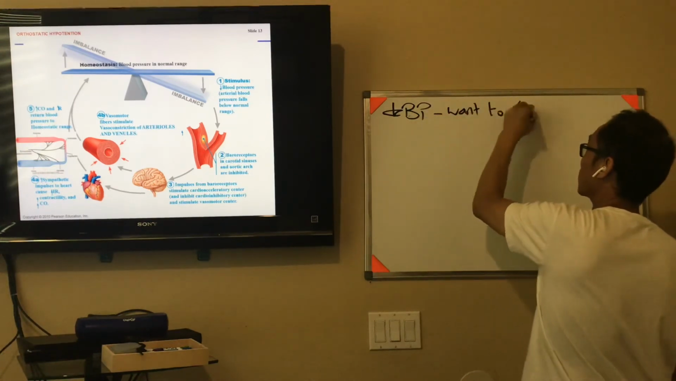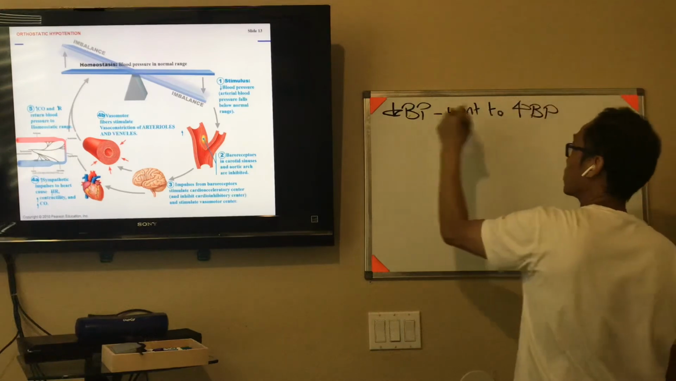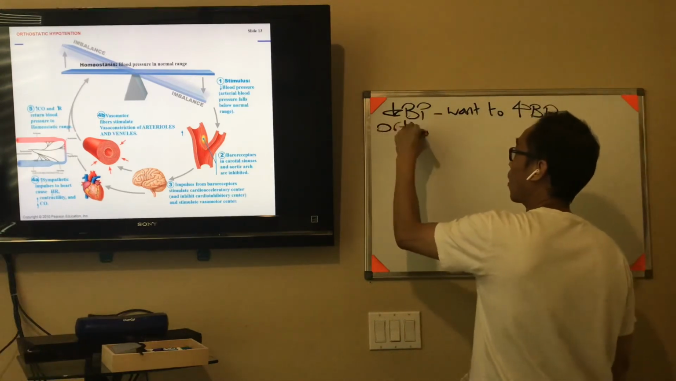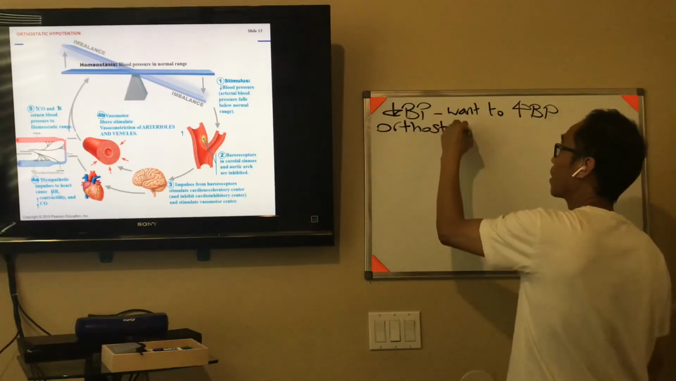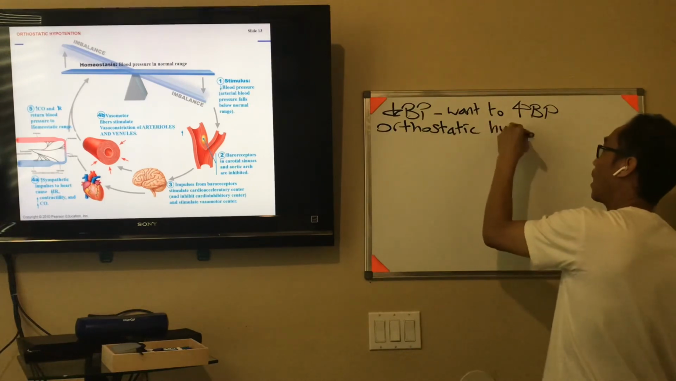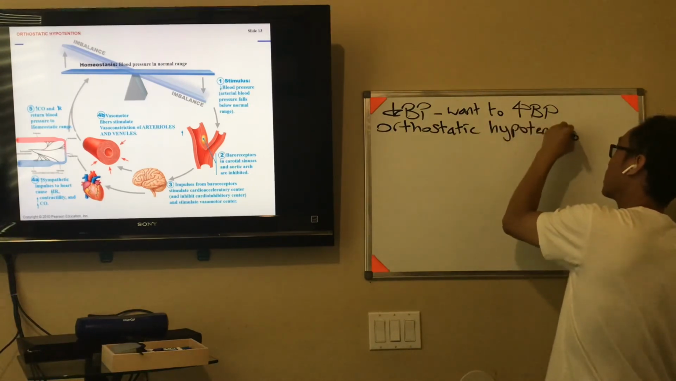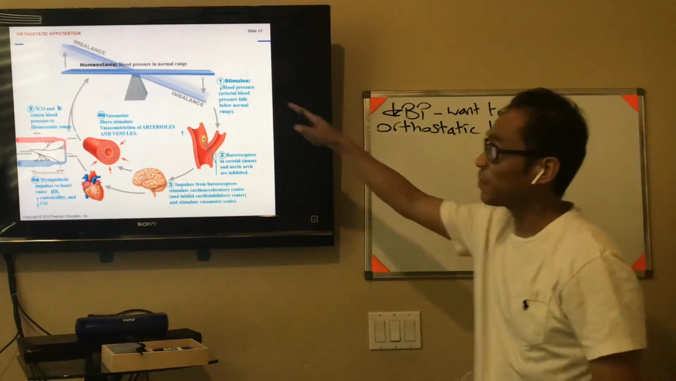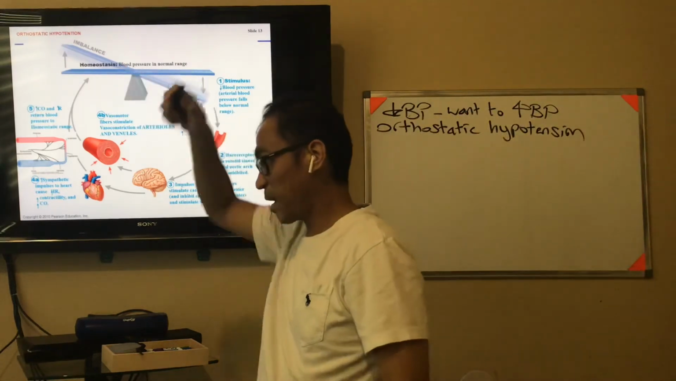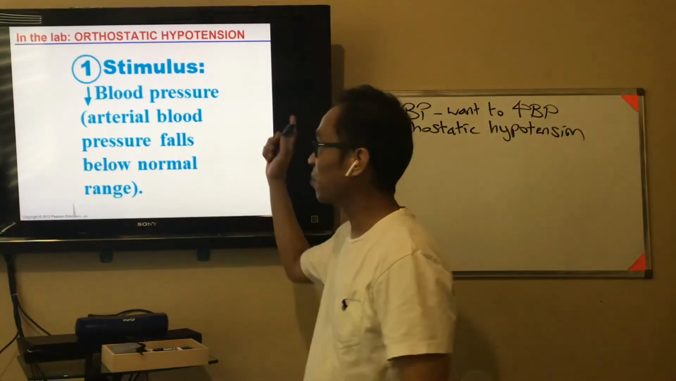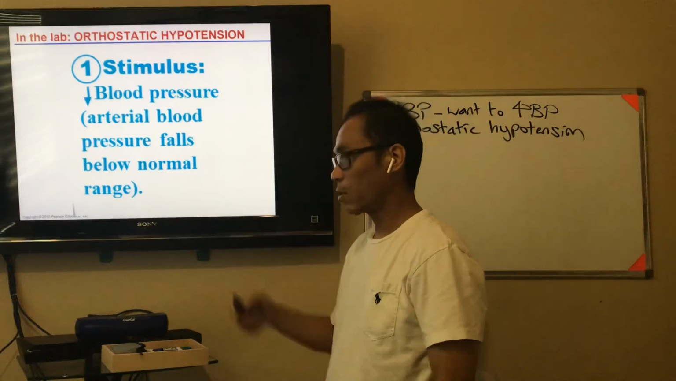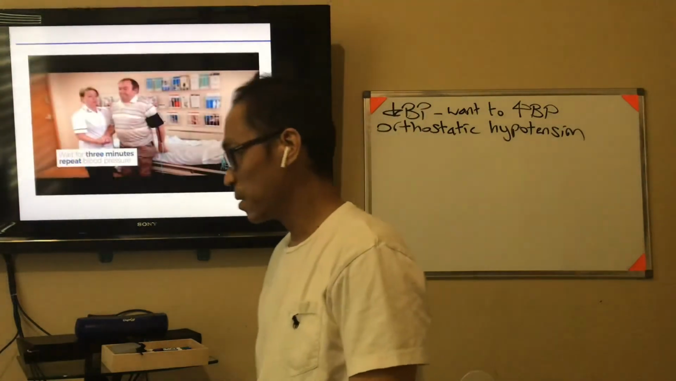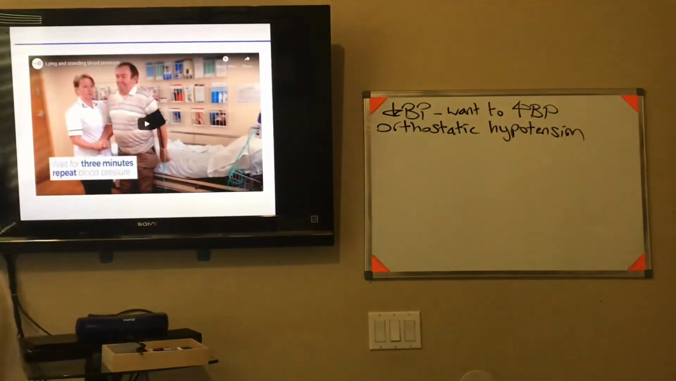We want to increase BP. So in the lab, we do orthostatic hypotension. It says that right there in small print, you probably can't see that. But anyway, the stimulus is blood pressure is too low. It's below the normal range. We want to raise it. Here's a clinician trying to show that to you, what it would be like if you were to do it in your patient, if you're a nurse or a doctor.